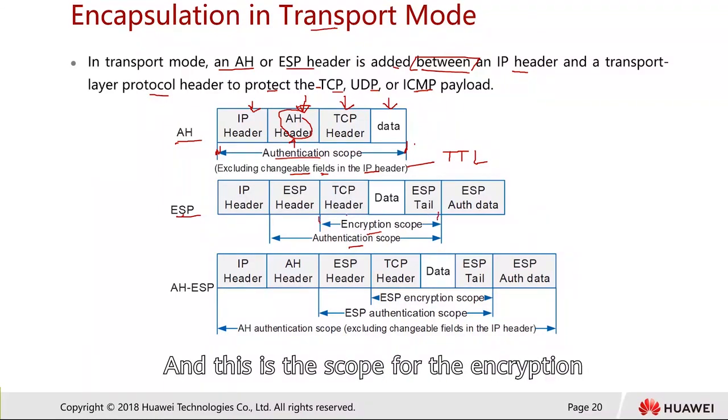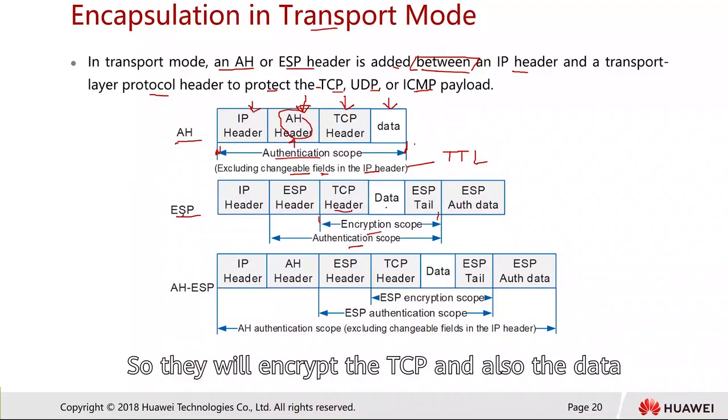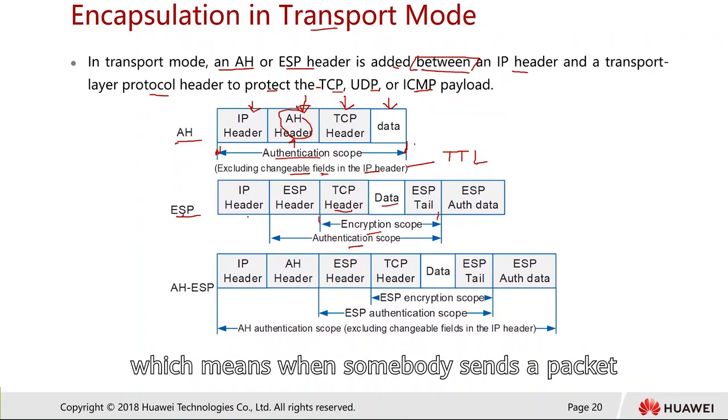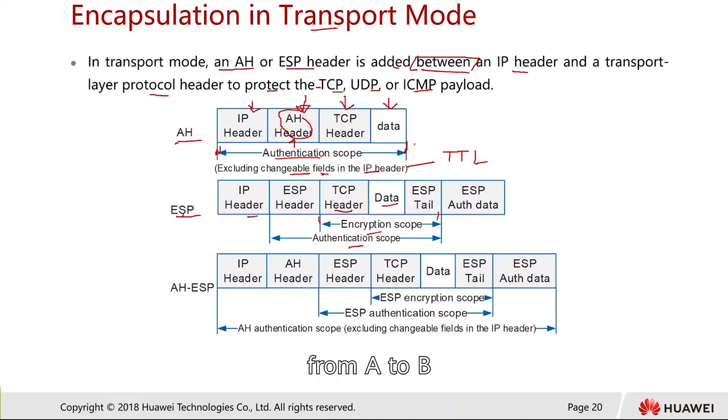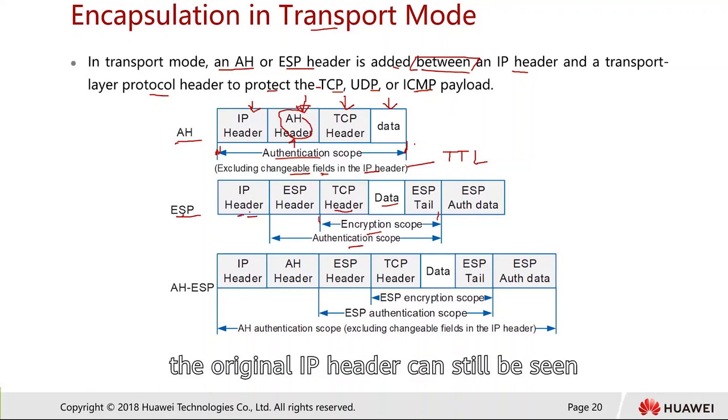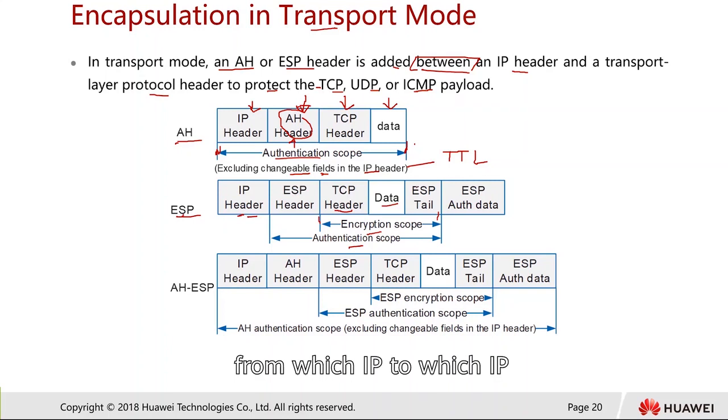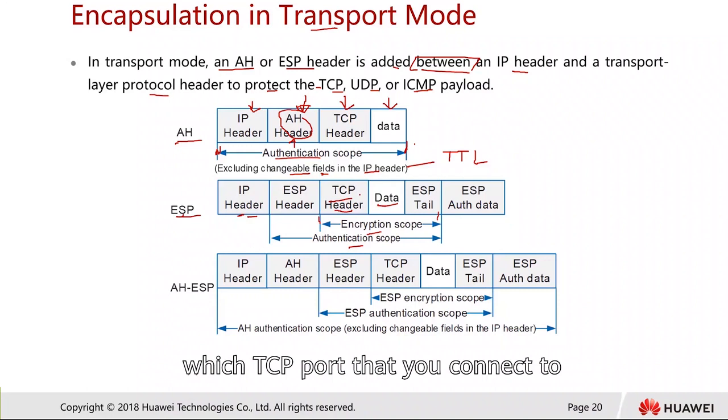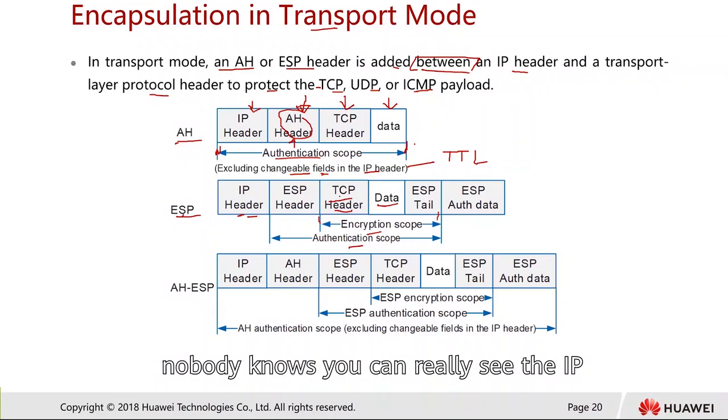the encryption. So they will encrypt the TCP and also the data. Which means when somebody sends this packet from A to B, the original IP header can still be seen, from which IP to which IP, but inside the data, which TCP port that you connect to, nobody knows. Okay, you can only see the IP.